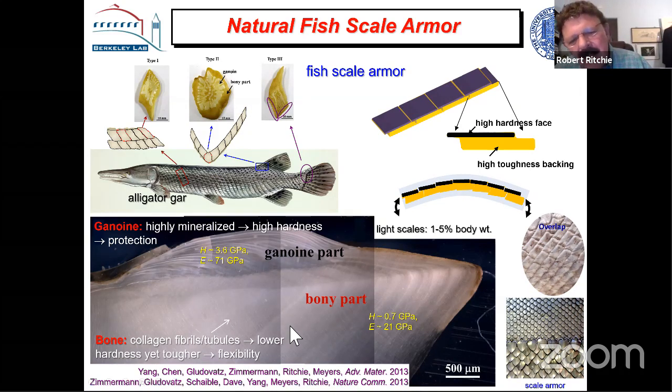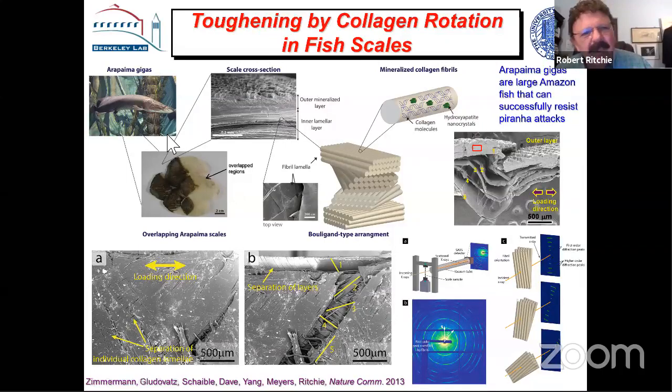And as you go down into the scale, there's this beautiful gradient where the mineral content drops, and of course the toughness gets higher. So we looked at this in some detail. This is our favorite fish, the Arapaima, an enormous fish found in the North Amazon lakes. These lakes are full of piranha, which are devastatingly attacking fish, but these big Arapaima seem to have survived extremely well. So we looked at this.